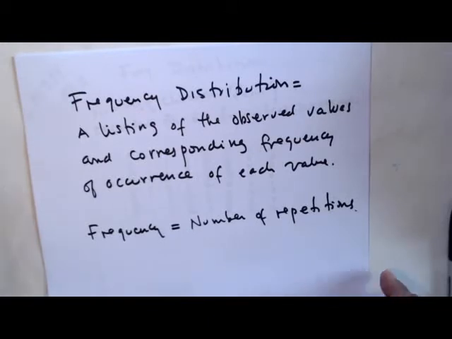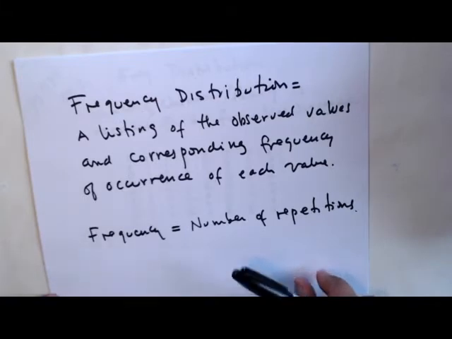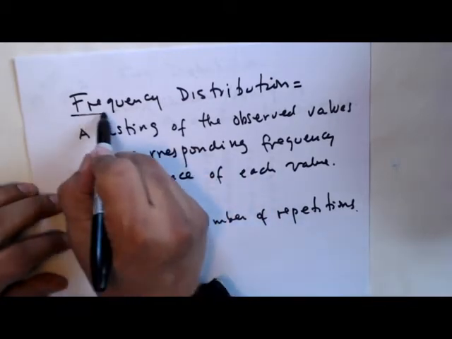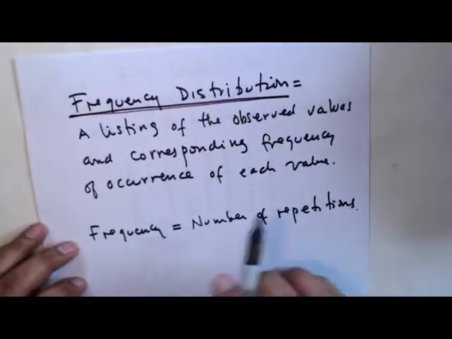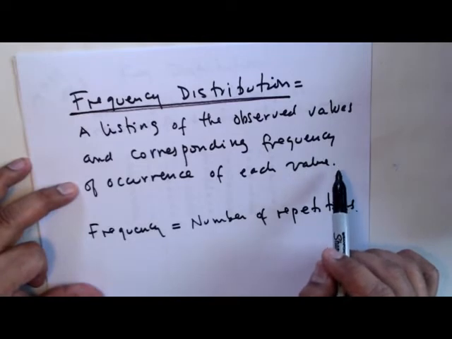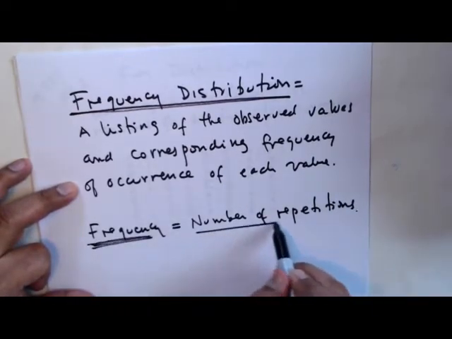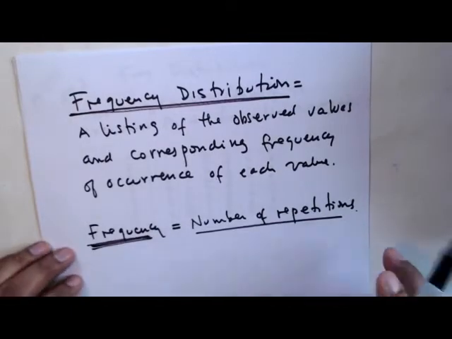In doing calculations with data, we've encountered something called frequency distribution. A listing of observed values and the corresponding frequency of occurrence of each value. In other words, the frequency has to do with the number of repetitions. And we're going to do one example where this will be covered.